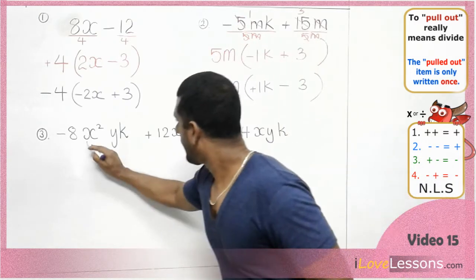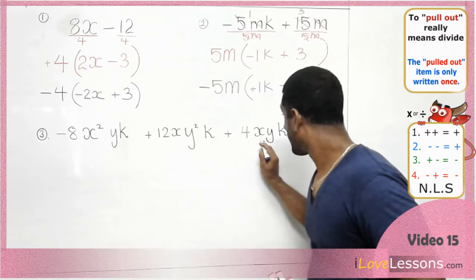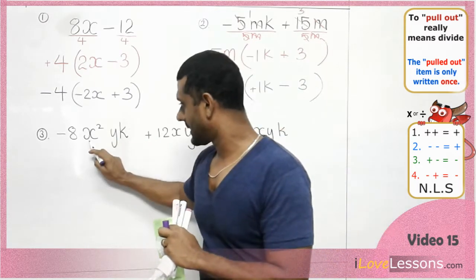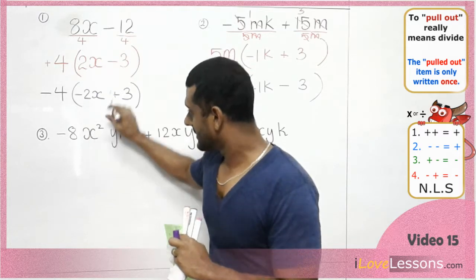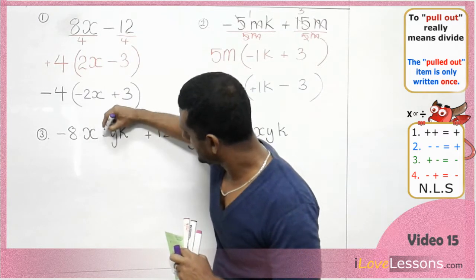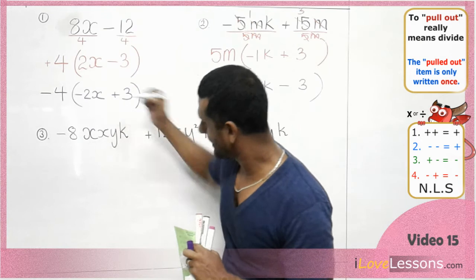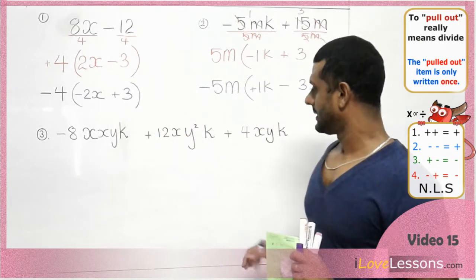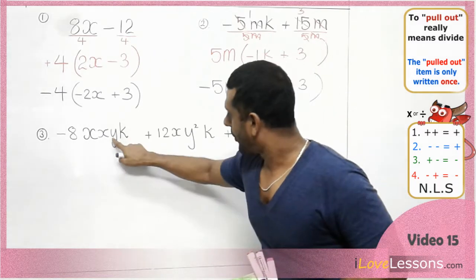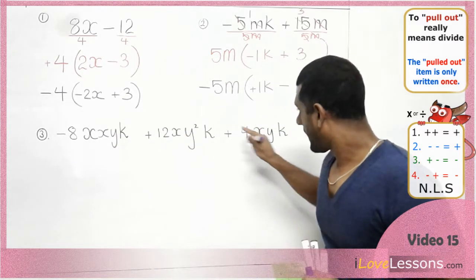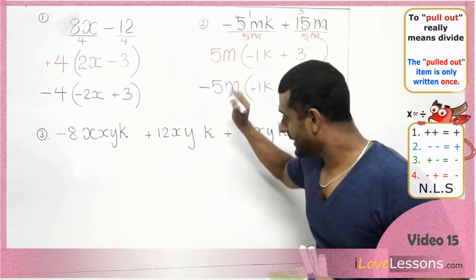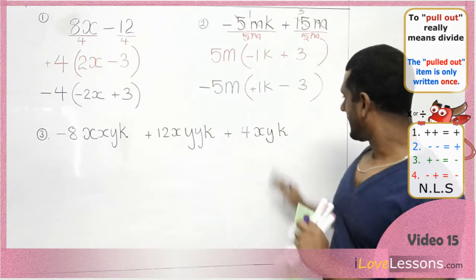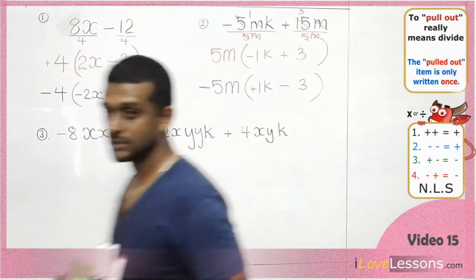Also, all of them seem to at least have one x in them. He has an x, he has an x, and he also has an x. Now keep in mind, x squared is the same thing as x multiplied by x. So all of them have an x to spare. It will also seem all of them at least have one y to spare because y squared is the same thing as y multiplied by y. And all of them have a k to spare.